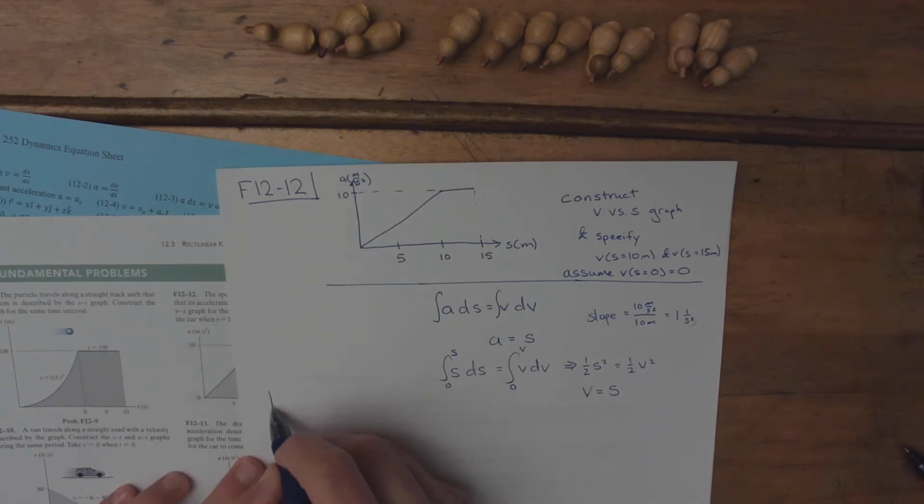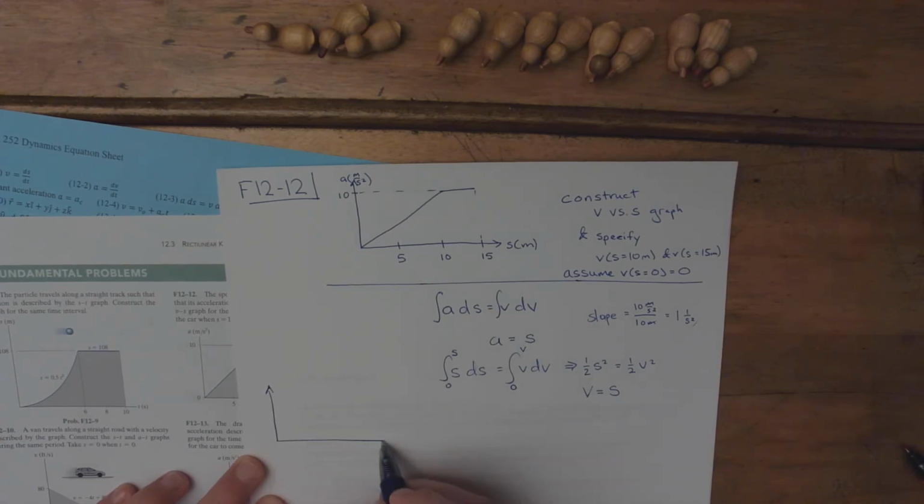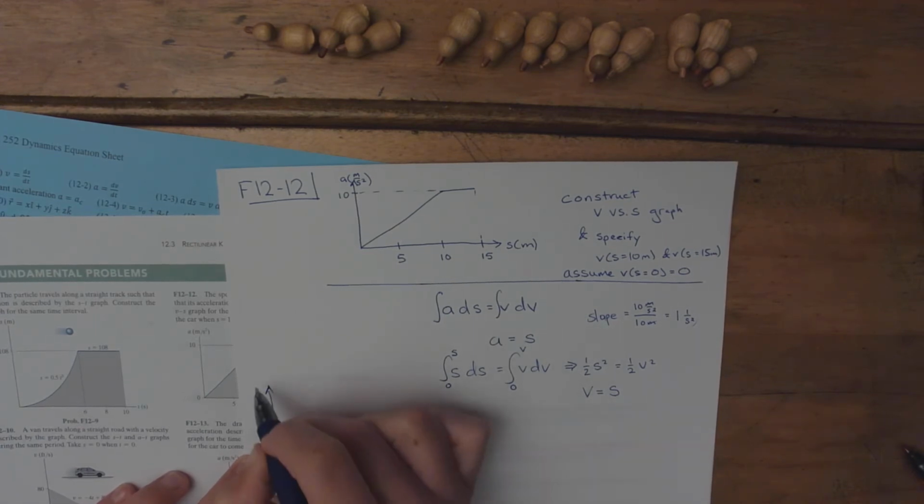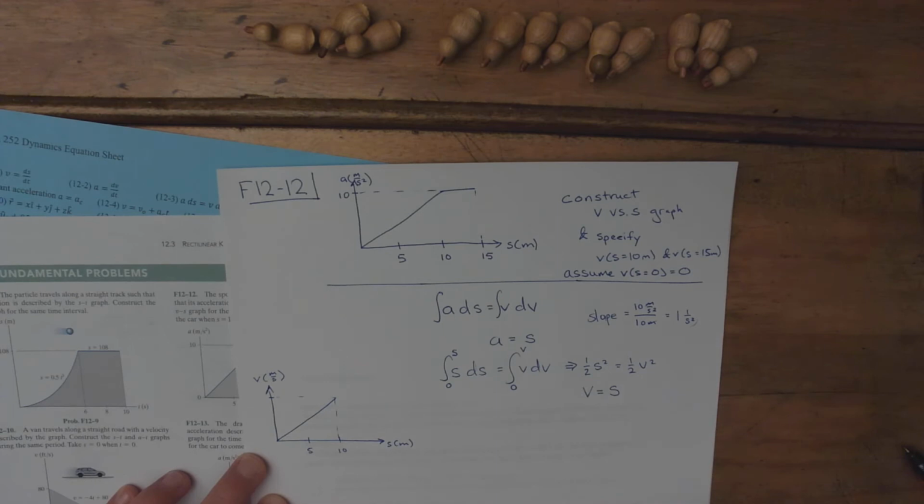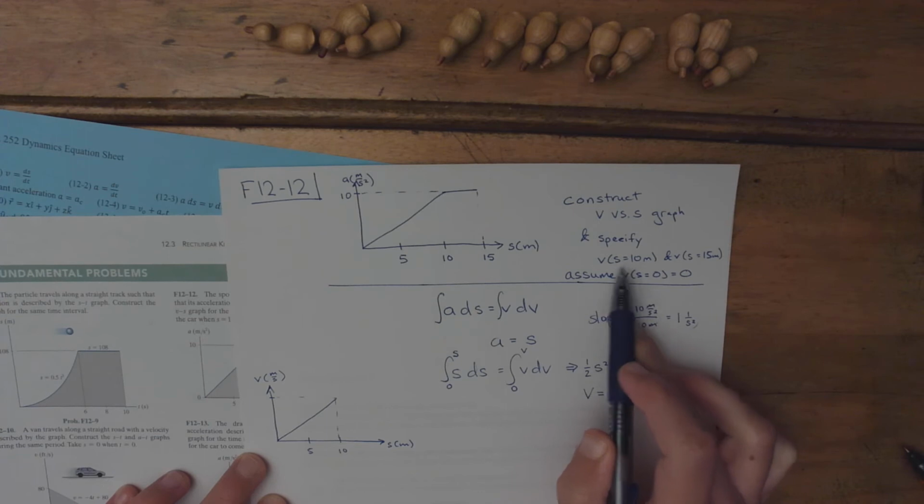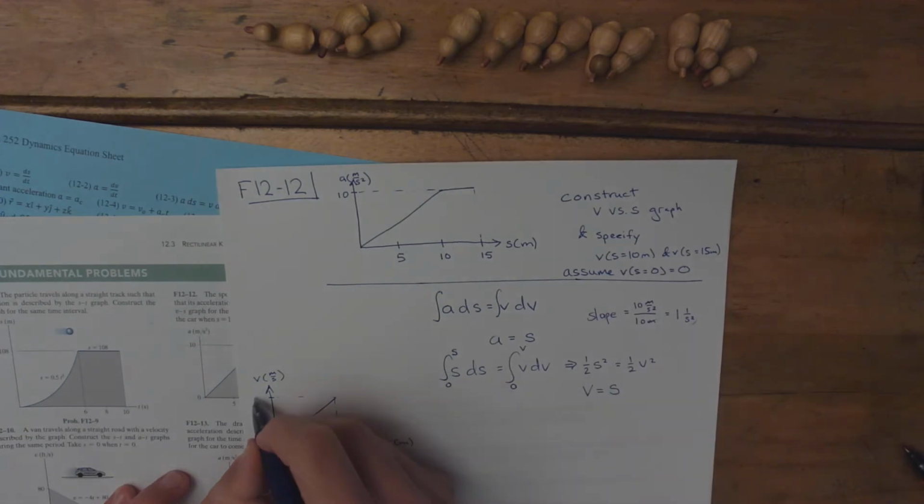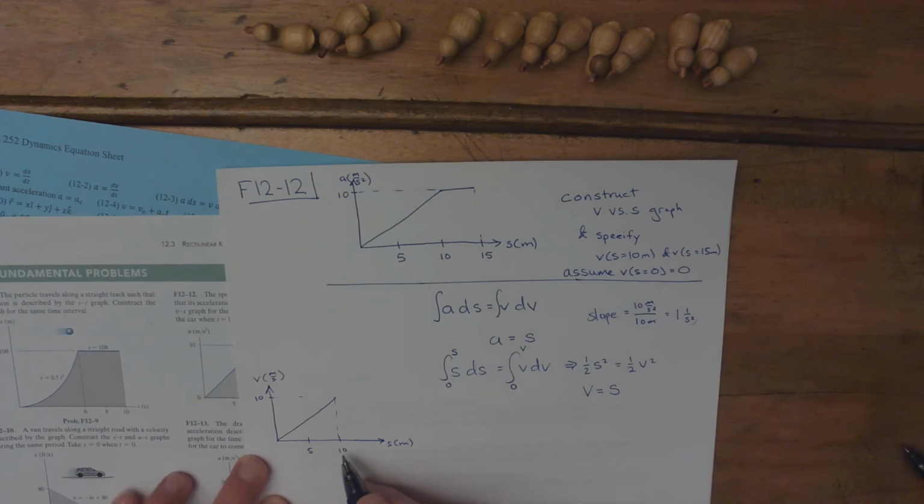So let's start drawing our graph over here. Up until we get to 10 meters, the velocity and the position are the same value. We can say, because they asked us to find the velocity when s is equal to 10, it would be equal to 10, but it's 10 meters per second, and the position is 10 meters.